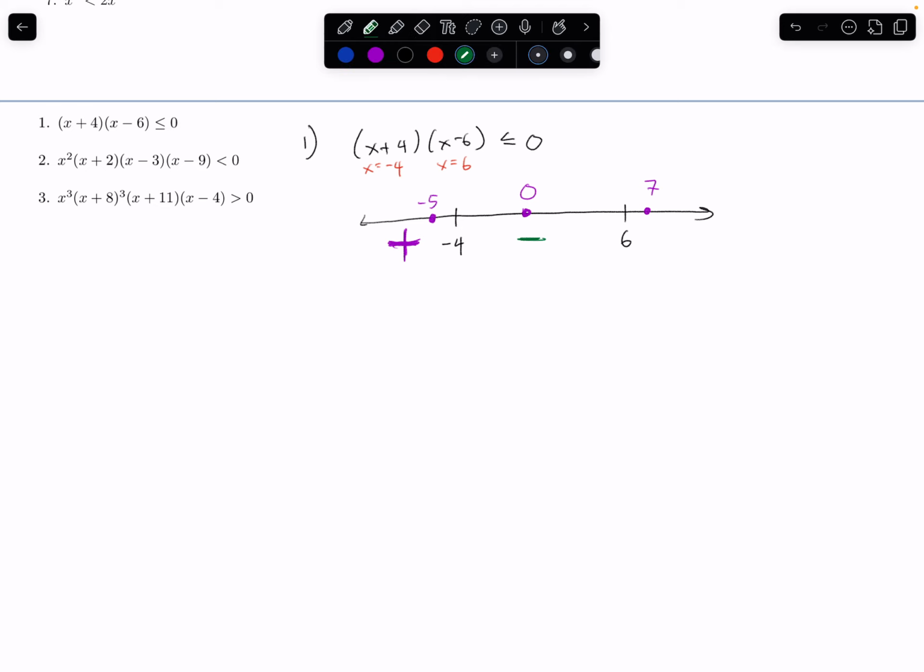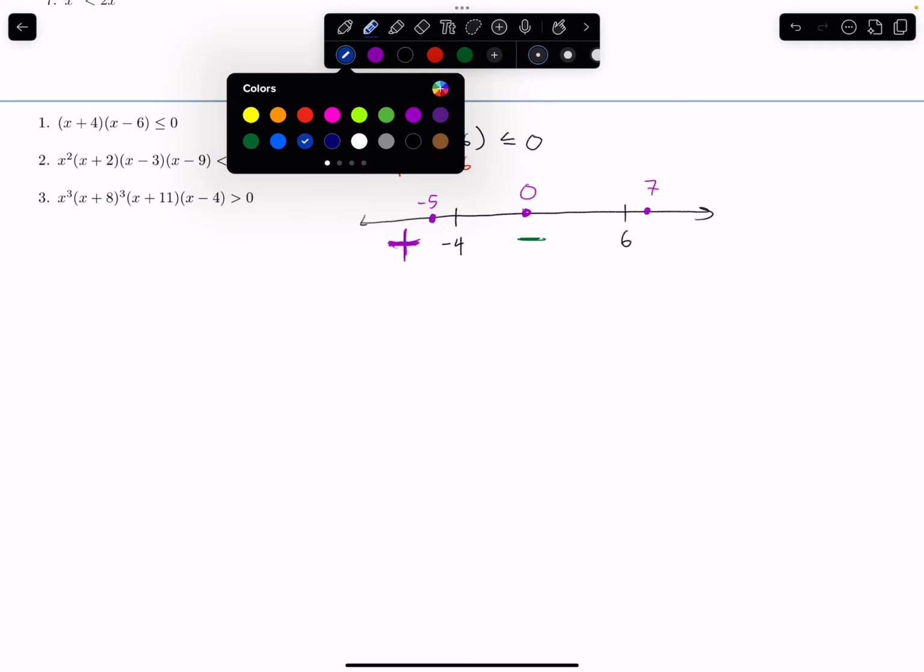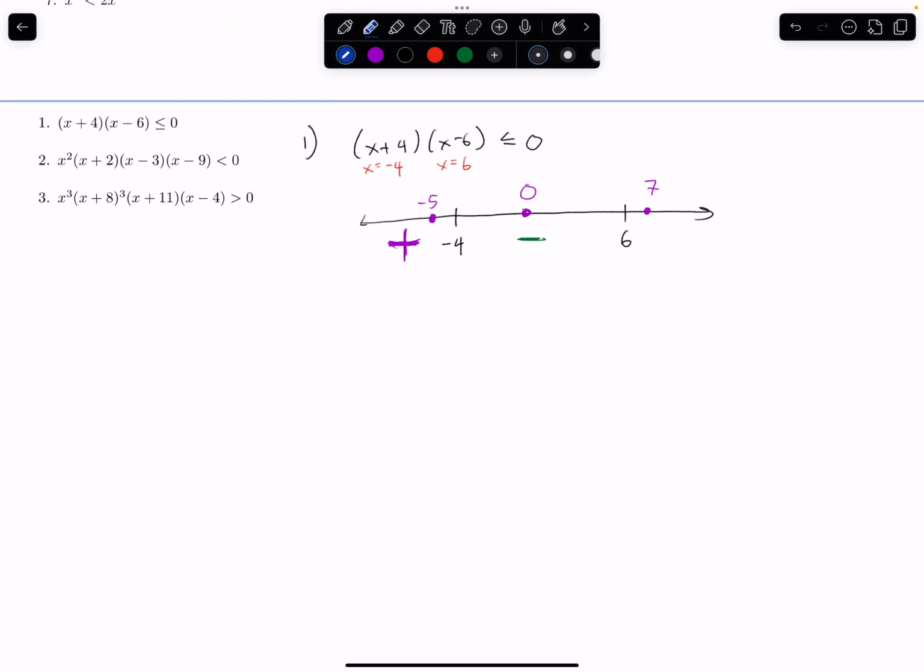Actually, we'll just stick with blue. Okay, so next we're going to check 7 here. 7 is to the right of 6. If I plug in 7 here, that's going to be 7 plus 4, that's positive. 7 minus 6, positive as well. So positive times positive is going to be positive. Now, if you prefer, you can actually plug in the exact number and figure out what you get. Like you can actually plug in 7 and calculate that. It'll be 7 plus 4, which is 11, and then 7 minus 6, which is 1.